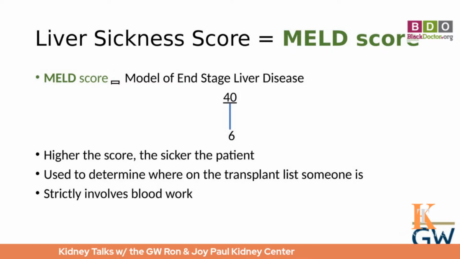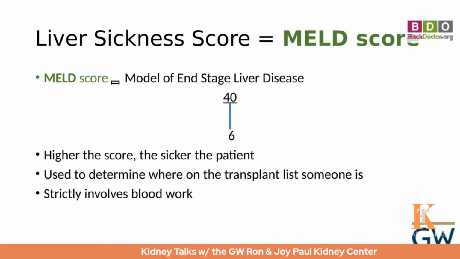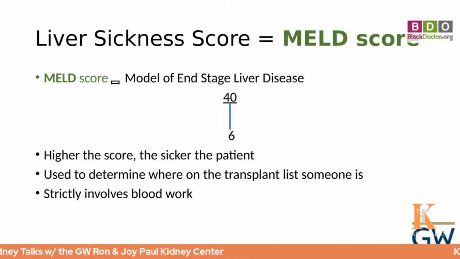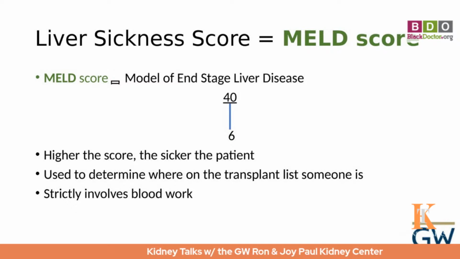However, this strictly involves blood work. It doesn't take into account all those other complications we talked about. The blood work includes some of the liver function tests we talked about, as well as some of the kidney function tests. It takes into account creatinine, the bilirubin, the INR, the liver's clotting ability, the blood sodium, and the albumin. And we put it into a calculator, and it spits out a number from 40 to 6.